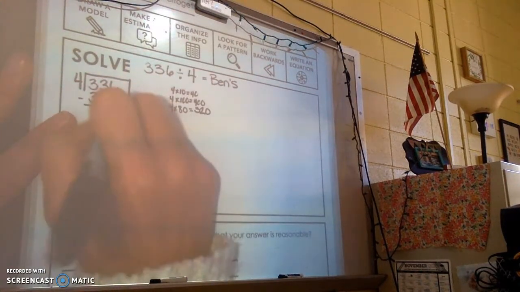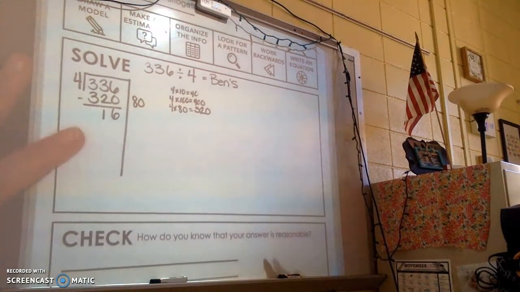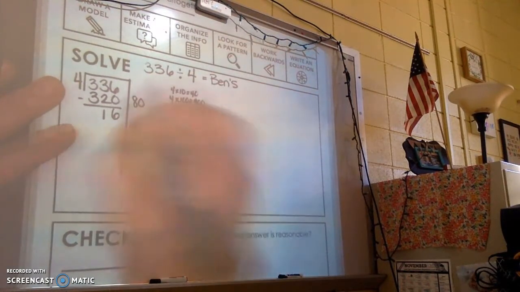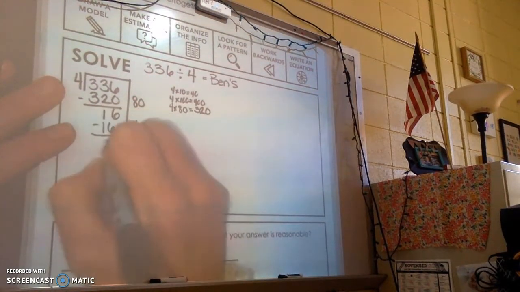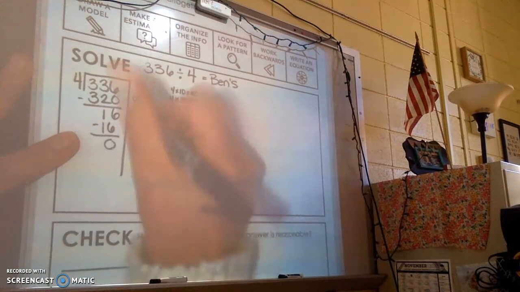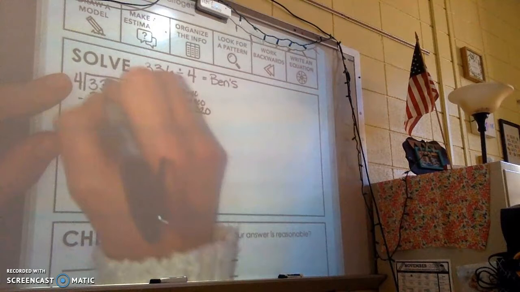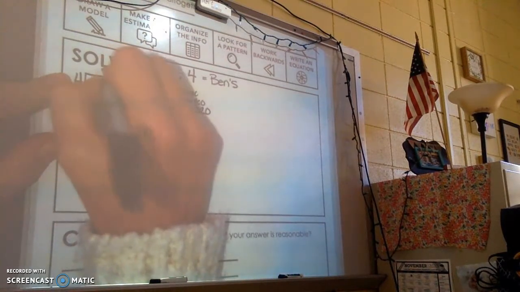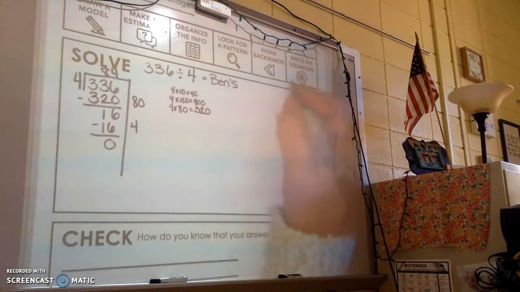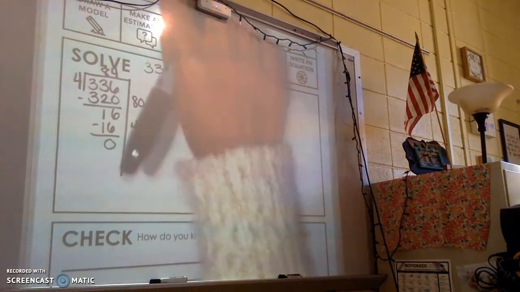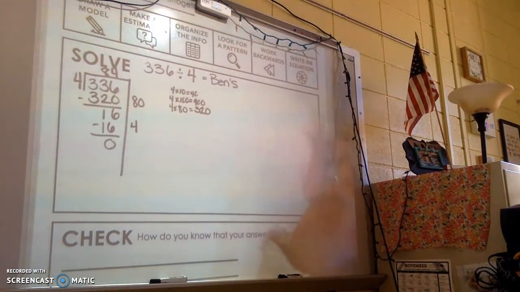80, 320, and subtract. So I'm going to get 16 left over. Oh, I know that 4 times 4 is 16. And then I subtract and get nothing left over. So 336 divided by 4 would be 80 plus 4, 84. So Ben collected 84 cans. That would make sense because 84 times 4 would give us Najia's number, 336.